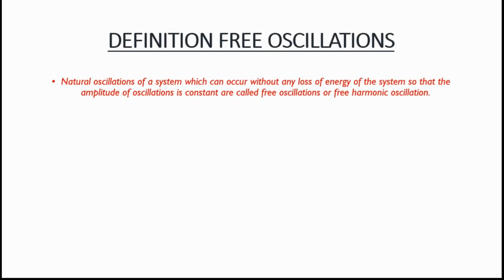Number 1. Definition of free oscillations: natural oscillations of a system which can occur without any loss of energy of the system, so that the amplitude of oscillations is constant, are called free oscillations.